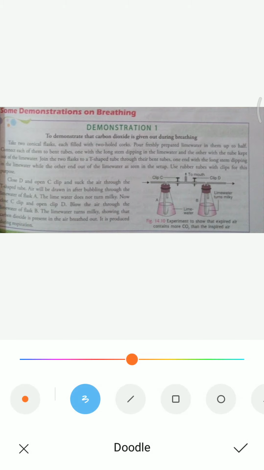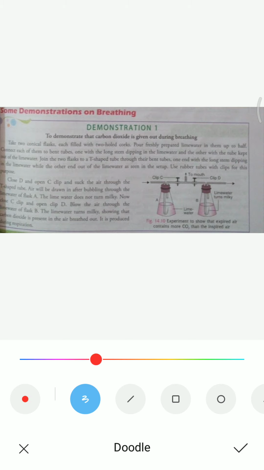If we open clip C and close clip D, then the air which is blown in the pipe will move inside flask A. If we do the reverse, that is open clip D and close clip C, then the blown air will move inside flask B, whereas it will not move inside flask A. I hope it is understood. You just have to close one of the sides in order to blow the air into the other.